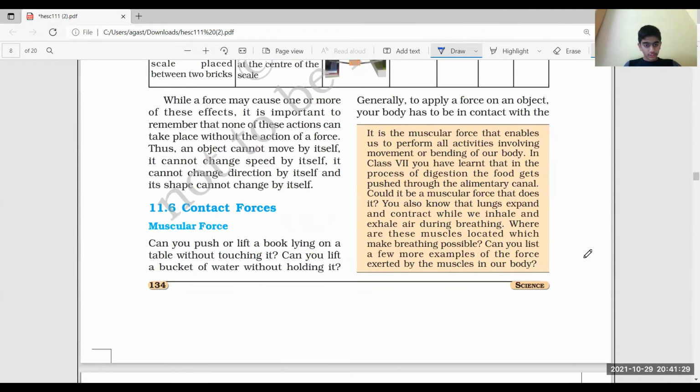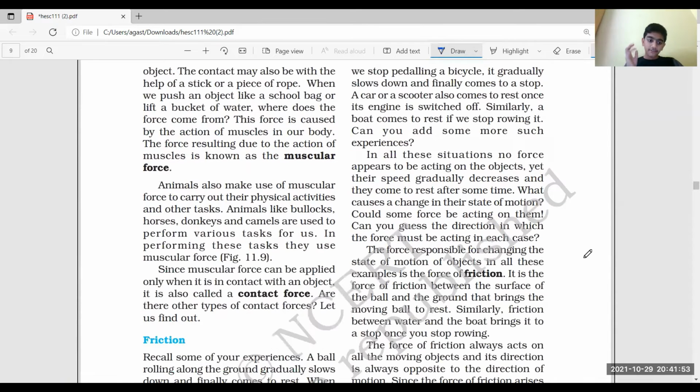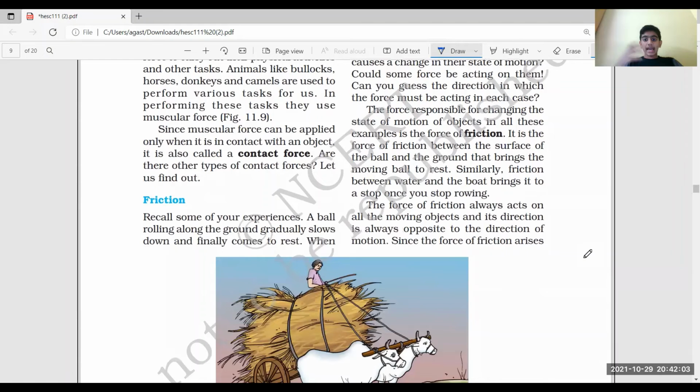Now there are two types of forces: contact forces and non-contact forces. In contact forces, the agent and the object are in contact, and when a force results from the contact between agent and object, that is called a contact force. Now you can have examples like muscular force, and even frictional force. The muscular force is the force which results due to the action of muscles. Okay, and it is a type of contact force.